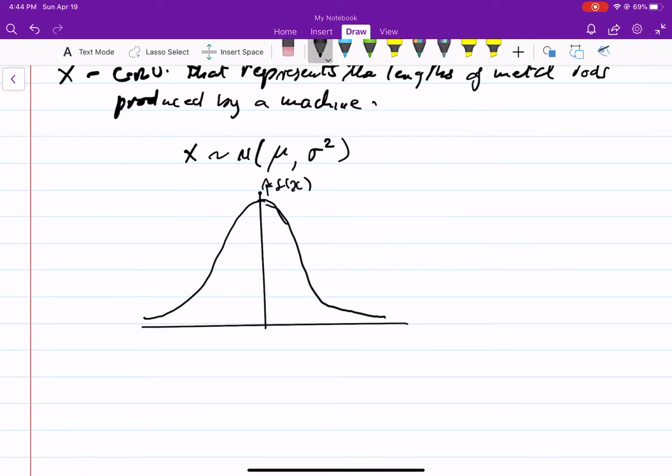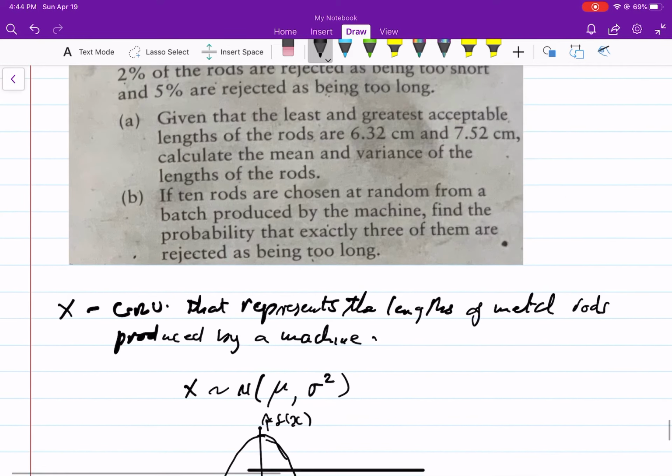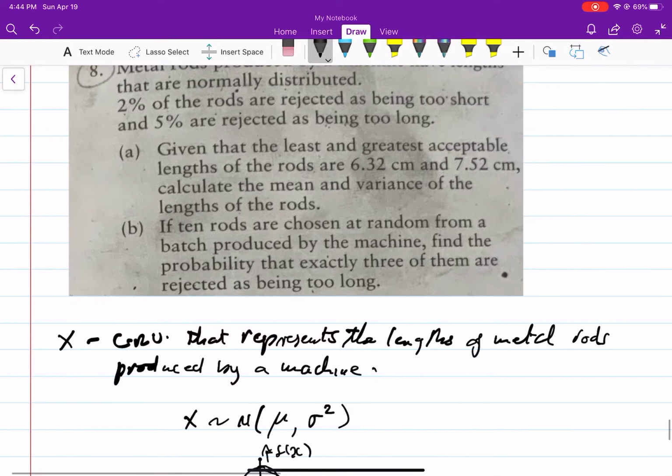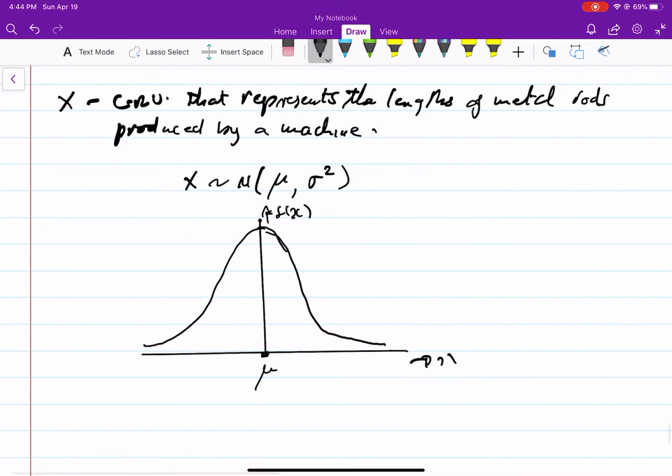F of x versus x. The mean, we don't know, it's mu. The variance is sigma squared. Okay, now they said 2% of the rods are rejected for being too short. So there is some length over here, I'm going to call it L1. There's some length L1 such that if the length is less than that, it's going to be rejected. The probability of that, which means the area under the curve for that portion, is 0.02.